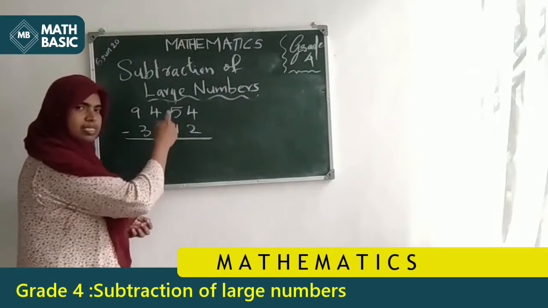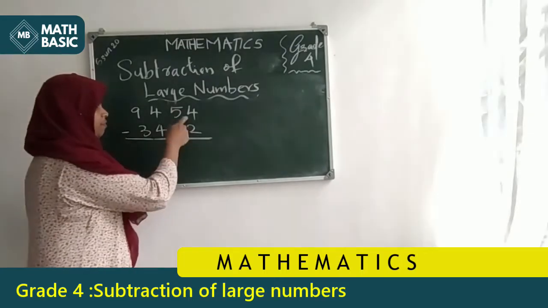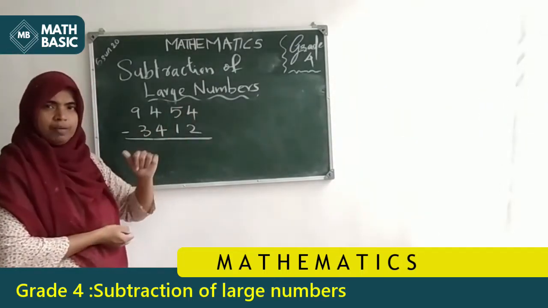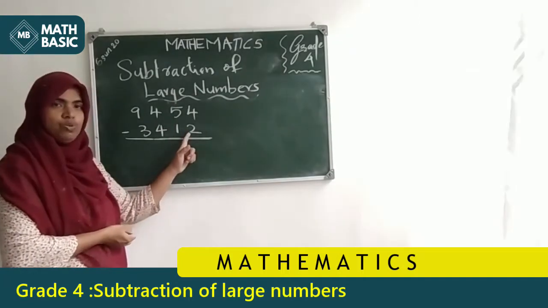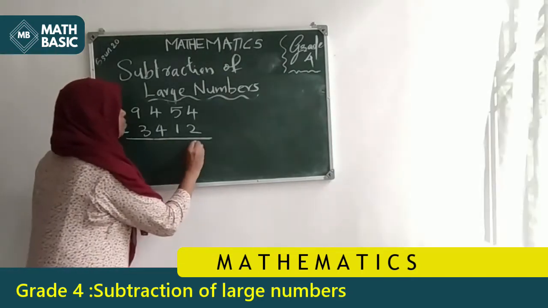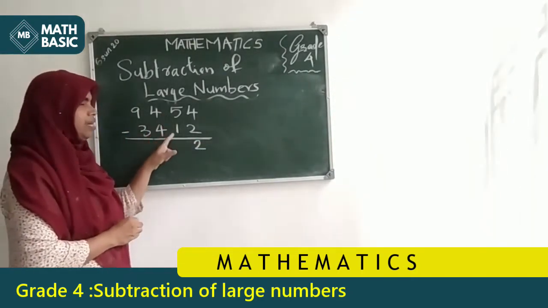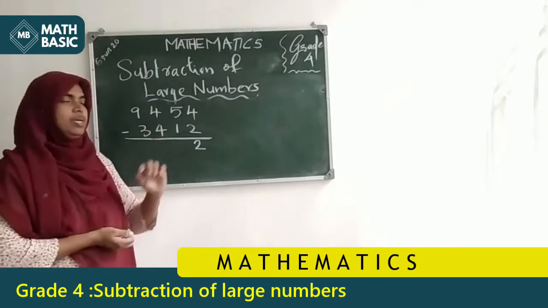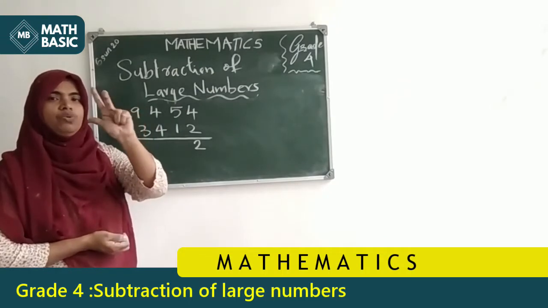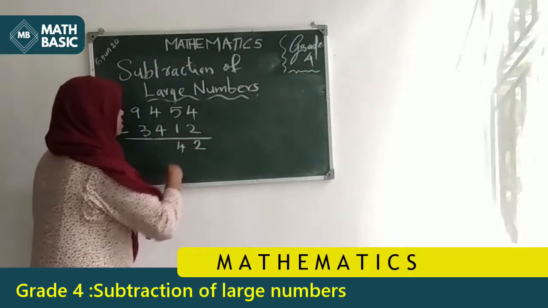See the ones place numbers. Subtract 2 from 4. See the number 4, counting backwards: 3, 2. How many numbers? 2. So 2 is the answer. Here the tens place numbers are 5 and 1. Counting backwards from 5: 4, 3, 2, 1. How many numbers? 4. Here the answer is 4.